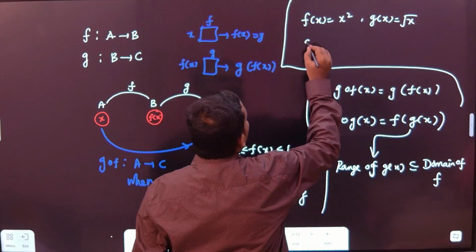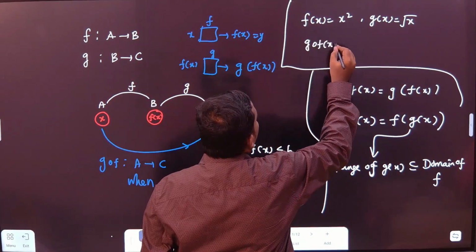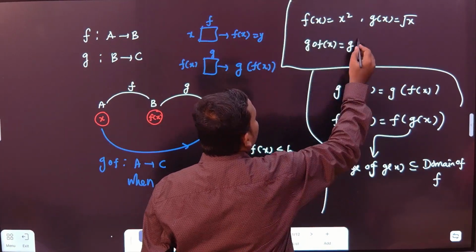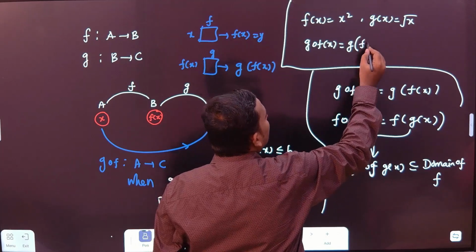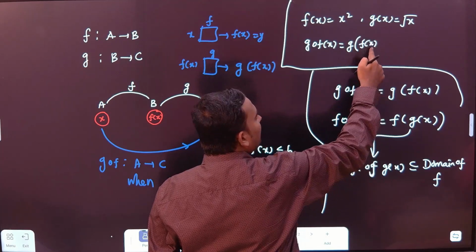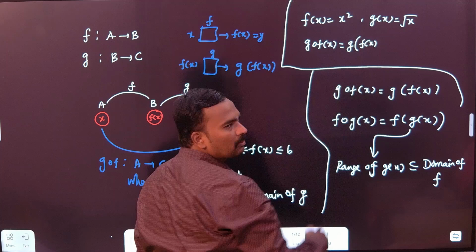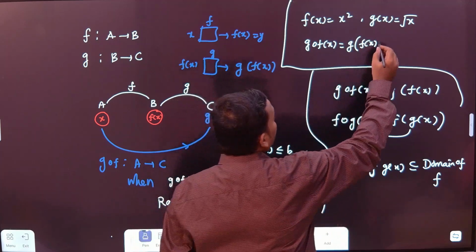Let's find the G composition f of x. First, you take x, apply f, and then you apply G. That is G composition f of x.